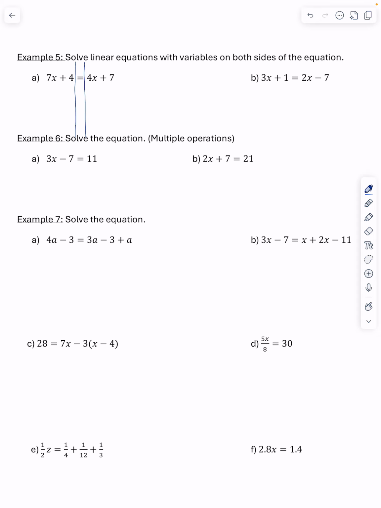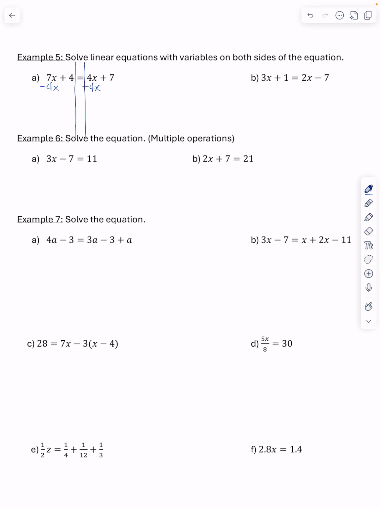So I want to get all the x's on the same side. And when I say that, I mean what I want to do is get rid of the x's on one of the sides. So I'm going to go ahead and subtract this 4x. It's smaller. I'm taking it away from 7x. That's going to leave me with a positive number of x's. That makes my life a little easier. But whatever I do on one side, I have to do on the other.